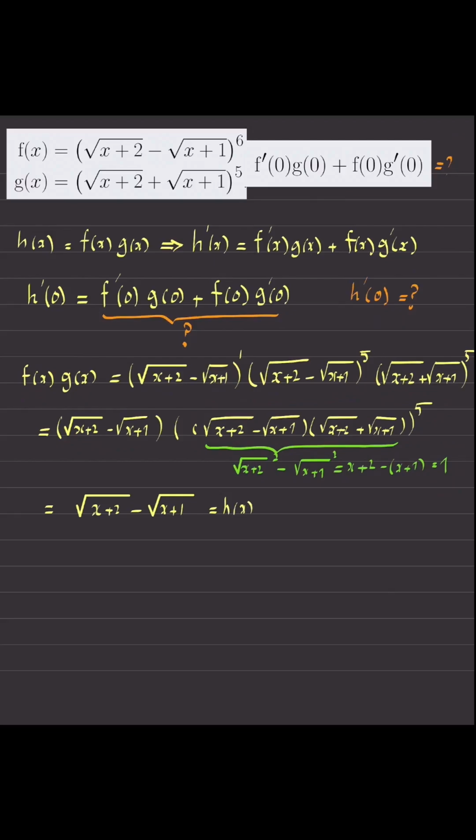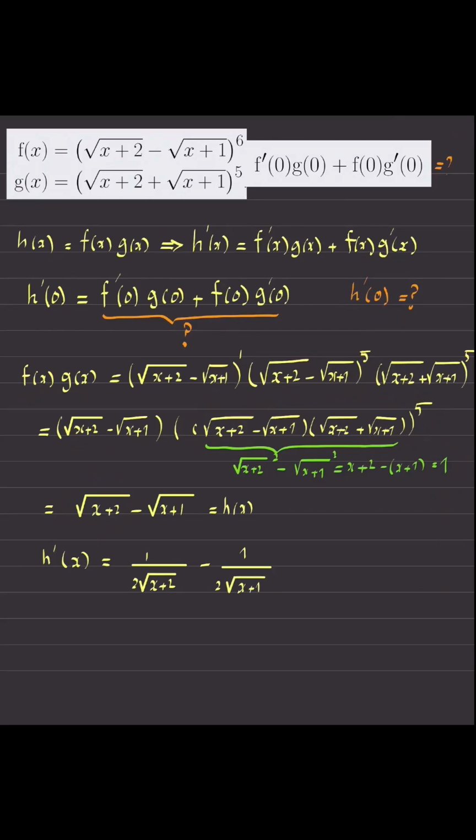Now what I want to do is to calculate h prime of 0. But to calculate h prime of 0, I have to calculate h prime of x. The derivative of this function is 1 over 2 square root of x plus 2 multiplied by the derivative of x plus 2, which of course is 1, so it will not change anything, minus the derivative of the second bit, which is also this, 1 over 2 square root of x plus 1 multiplied by the derivative of x plus 1, which is of course 1.